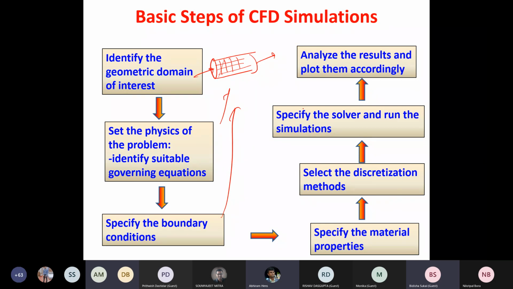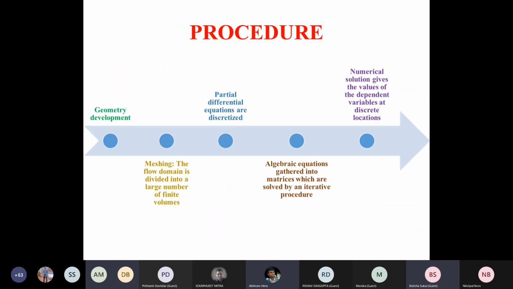So this entire process can be shown in this diagram here. The first thing is called geometry development. Second is meshing. Meshing means the fluid domain is divided into a large number of finite volumes: finite volumes for the finite volume method, finite elements for the finite element method, or a number of points in the case of the finite difference method.